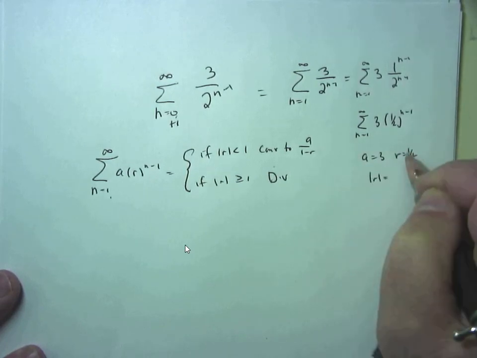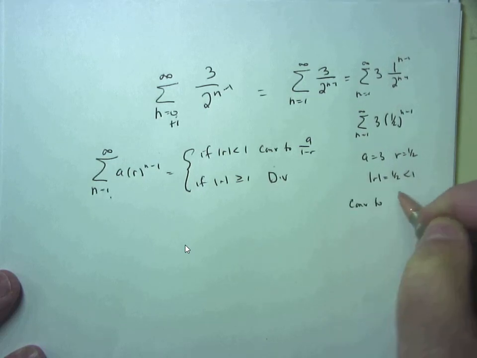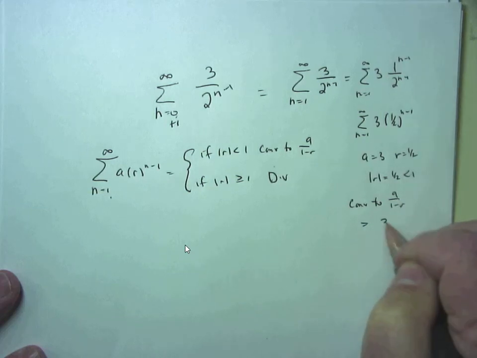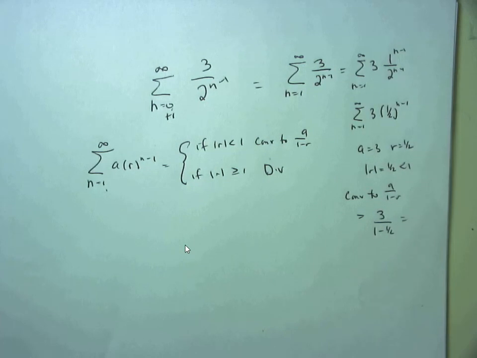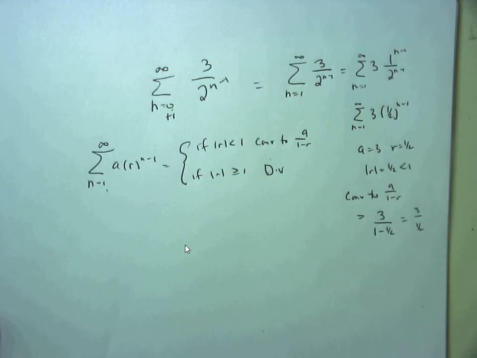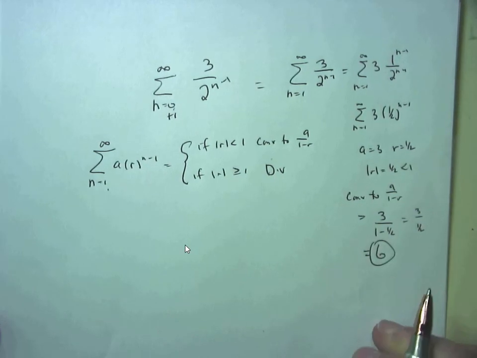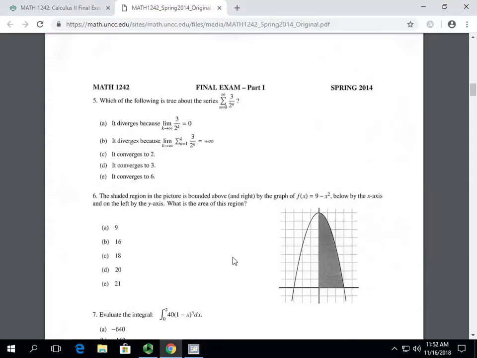The absolute value of r, the absolute value of a half, is a half, which is less than 1. So this thing converges to a over 1 minus r, which is 3 over 1 minus a half. Remember, no calculators, so don't screw up the math. 1 minus a half is what? A half. And when you divide by a half, you invert and multiply. So what's my answer? 6. This thing converges to 6. I can go back over here to my final exam copy and say the answer is E.